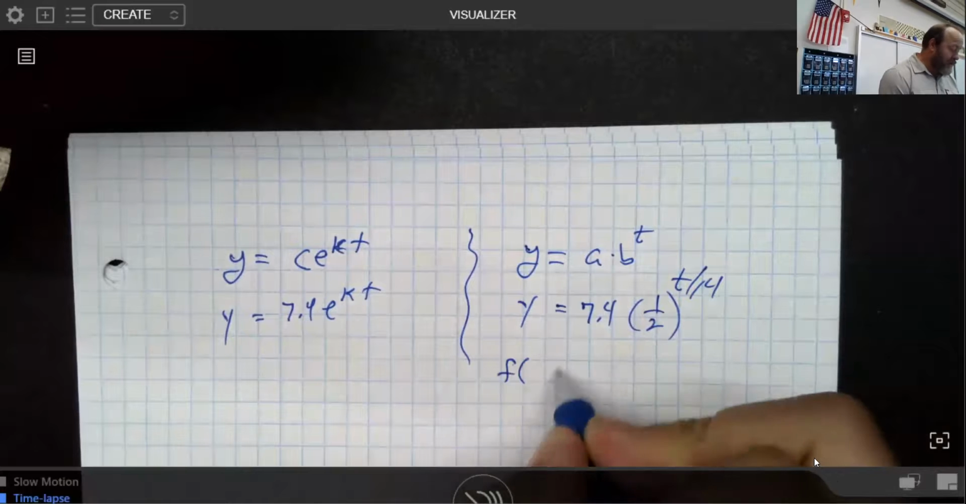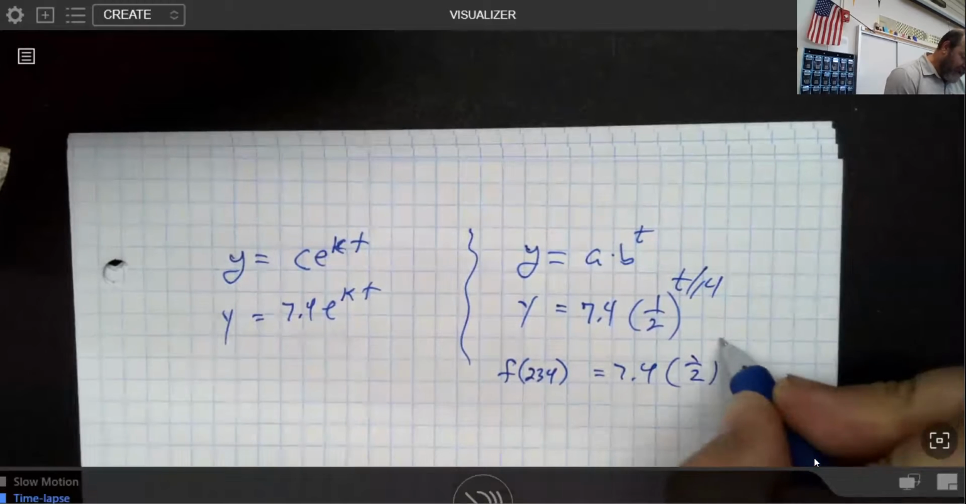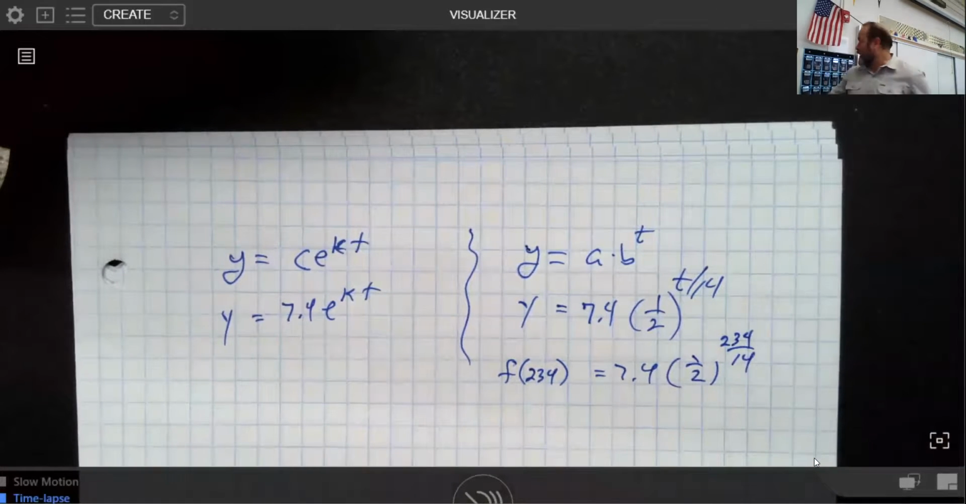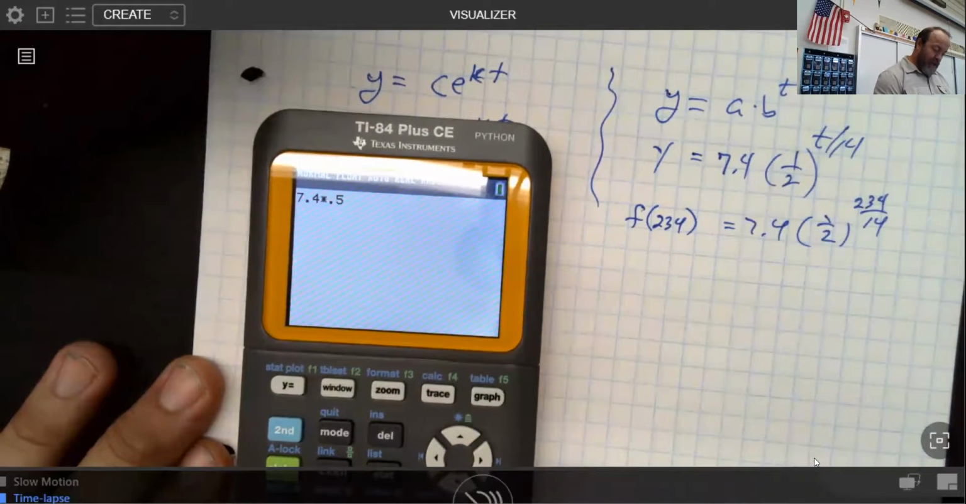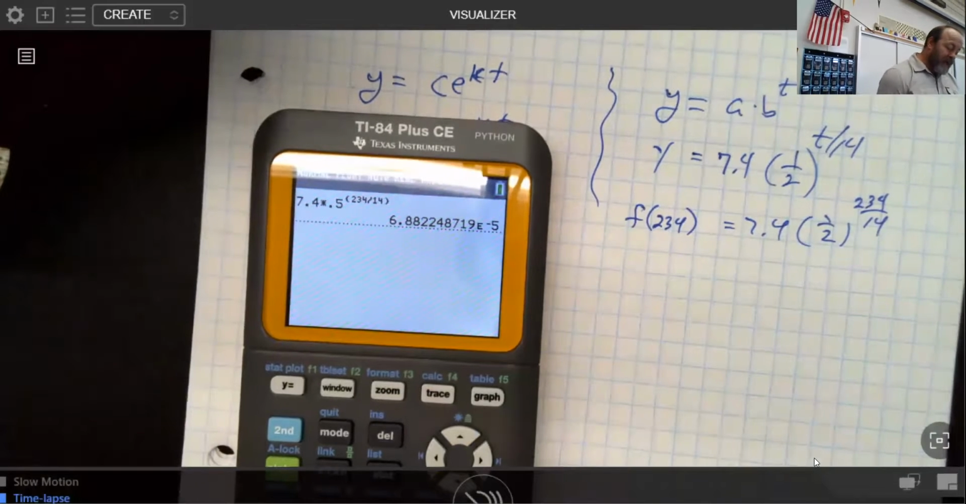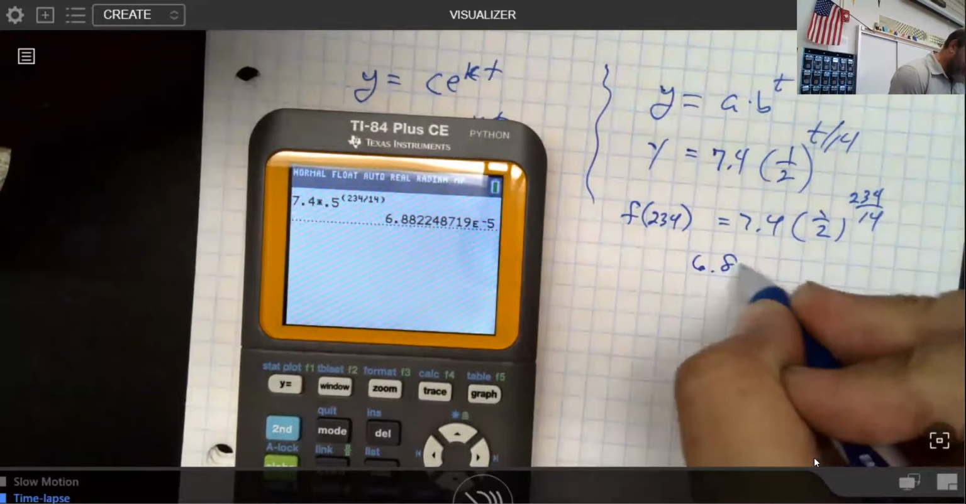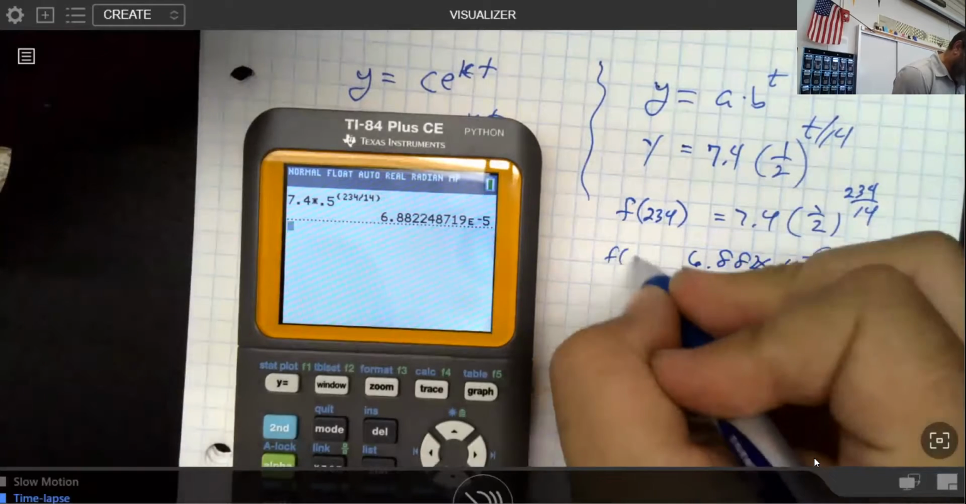If I wanted to know what is the value of this function after 234 days, then I really fast have my answer. I just have to plug into this. So let me go grab the calculator again. We would have 7.4 times 0.5 raised to the 234 divided by 14. So how many of those 14-day chunks have happened that continuously cut us in half? This actually tells me it is a very, very small number. In fact, it's a surprisingly small number that would be left after 234 days. That's 6.882, I like to give 3 decimal places, times 10 to the minus 5, would be the value left after 234 days.